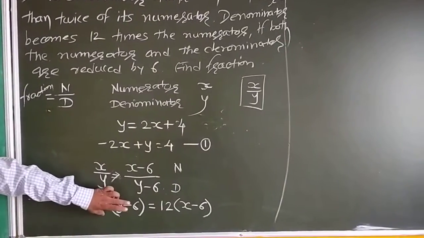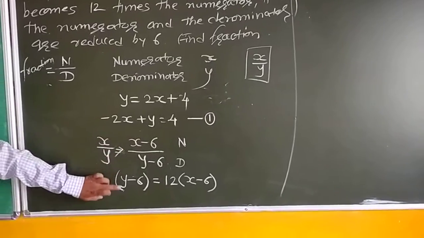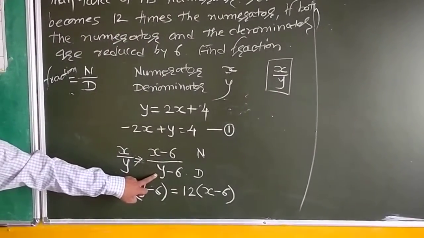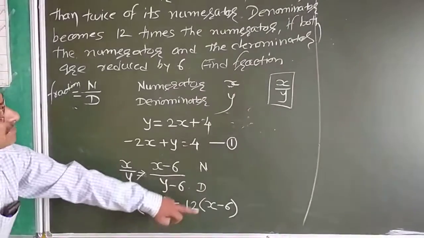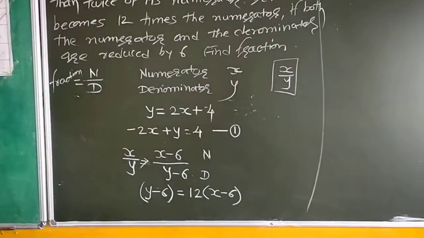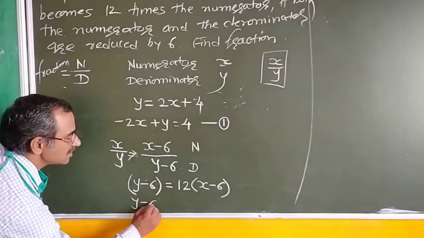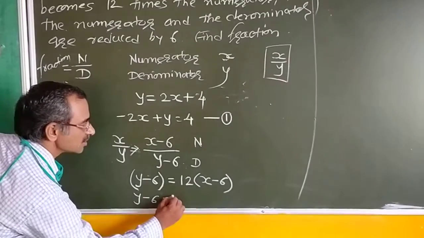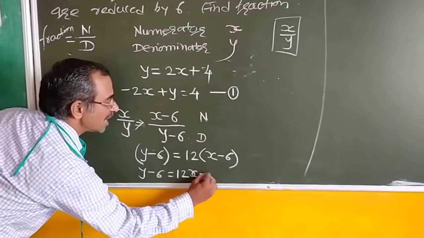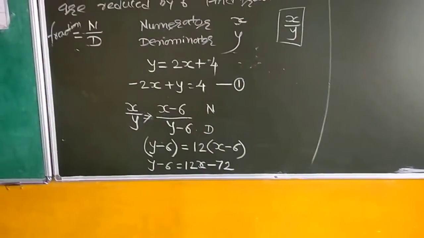जब हम उसको रिड्यूस करेंगे, न्यूमरेटर और डिनोमिनेटर को रिड्यूस करेंगे, उस टाइम क्या होगा? डिनोमिनेटर जो अभी नया डिनोमिनेटर बना है वो क्या होगा? 12 टाइम्स द न्यूमरेटर. Okay, then we solve this again. Y minus 6 remains as it is with 12 into x. We solve the bracket: 12 into x, 12x, 12 into minus 6, minus 72.